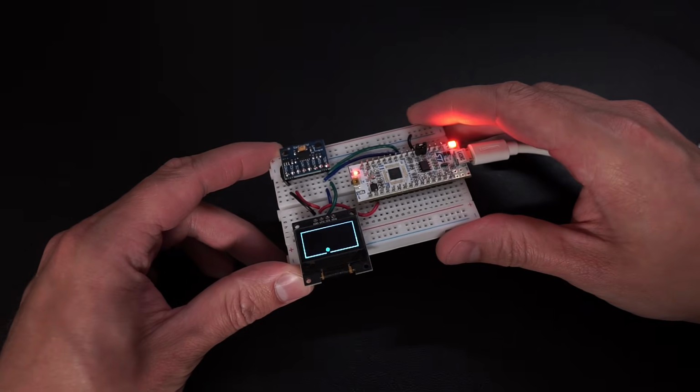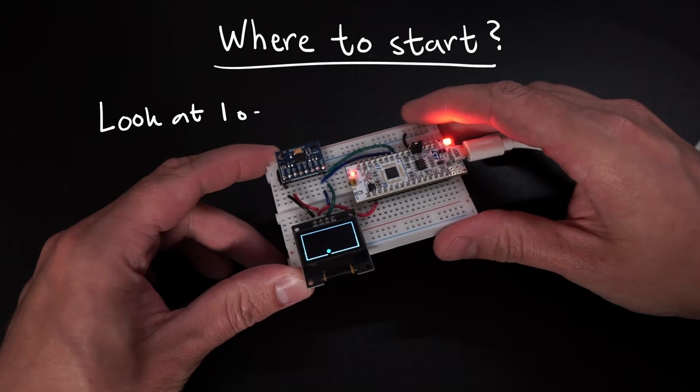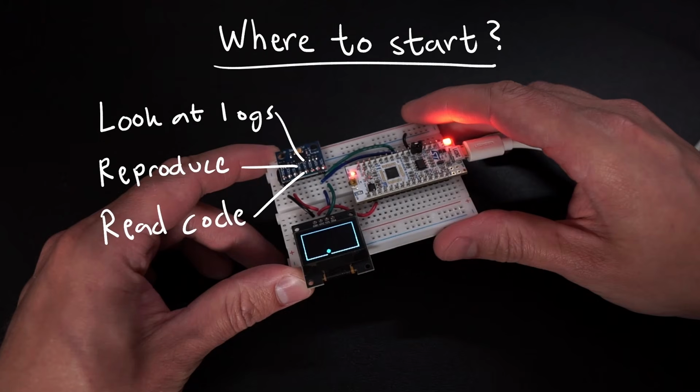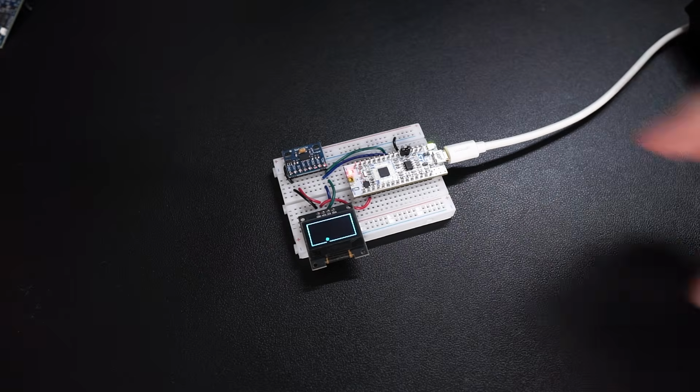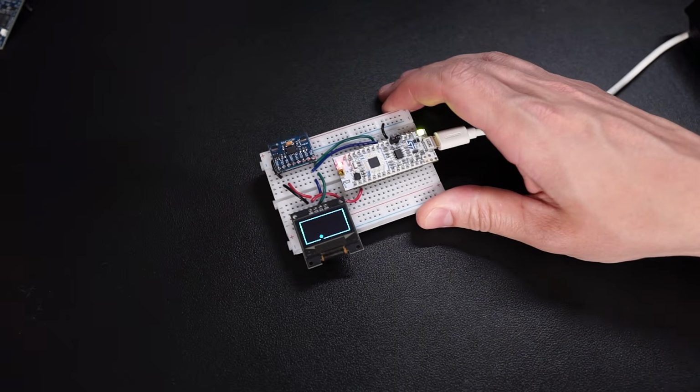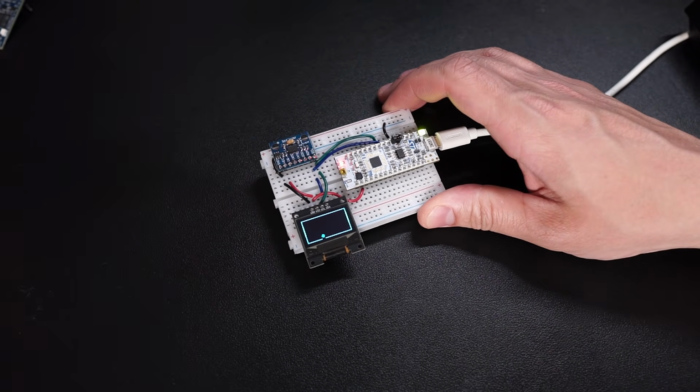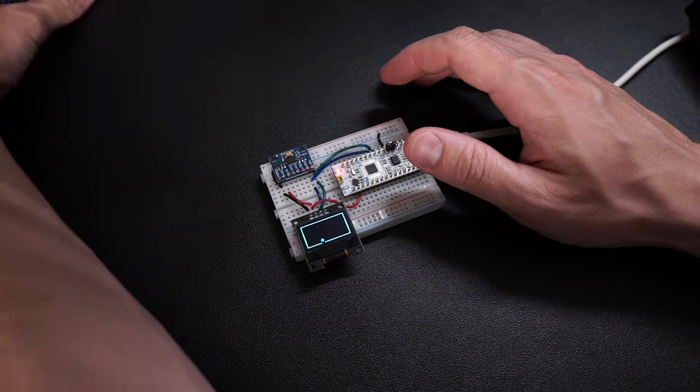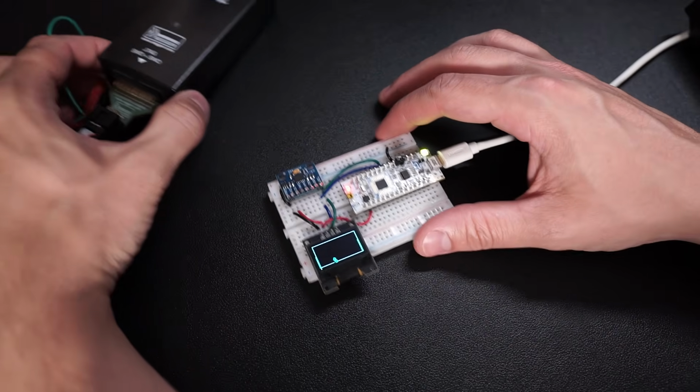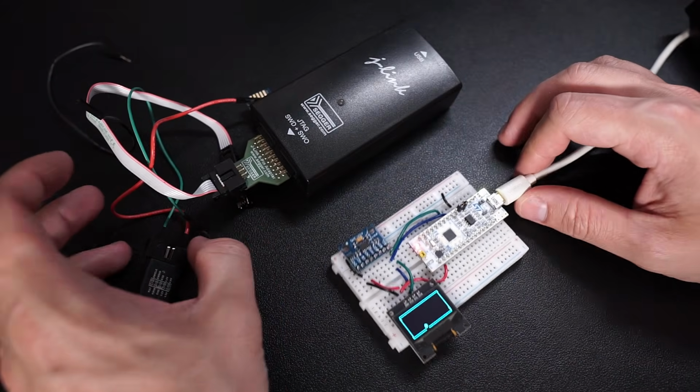There are a few different ways to start attacking this problem. You can dump and look at the logs, try to reproduce it, or read through the code and make a few guesses. Either way, what you're trying to do is just gather more information about the problem. And for a microcontroller that is stuck or has crashed, the best information is usually inside the microcontroller itself. And one of the main tools we have for extracting that information is a debugger.